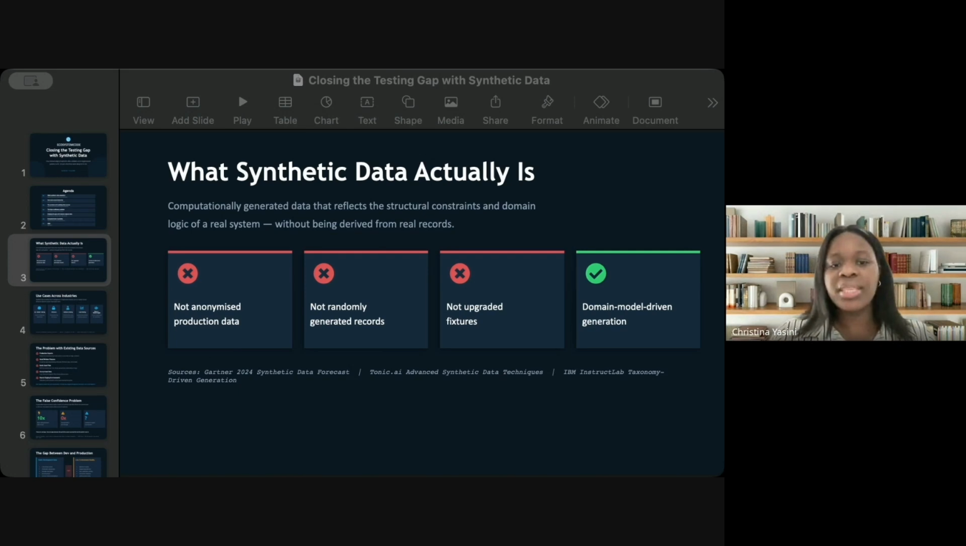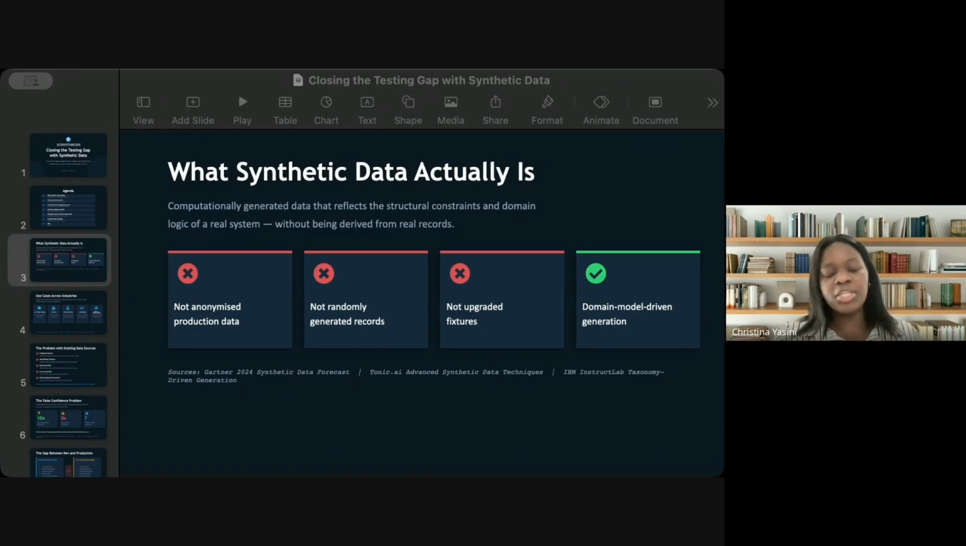And by this, we mean that the data understands the business rules. So if a patient cannot have 2 active prescriptions for the same medication, the synthetic data respects that. If a financial transaction above a certain threshold requires an approval step, the data reflects that workflow.